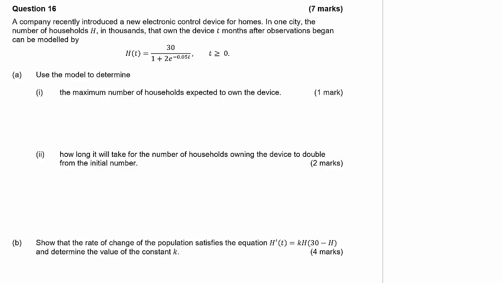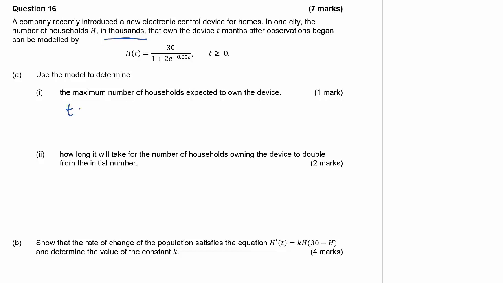A company recently introduced a new electronic control device for homes. In one city, the number of households, H in thousands, that own the device T months after observations began can be modelled by H of T as 30 over 1 plus 2e to the negative 0.05t. Use the model to determine the maximum number of households expected to own the device.